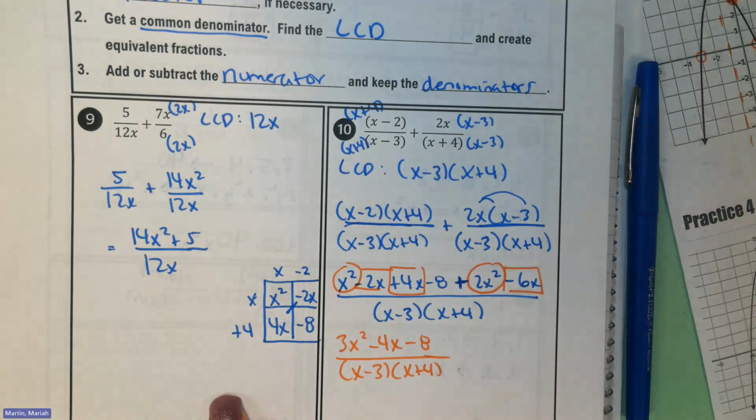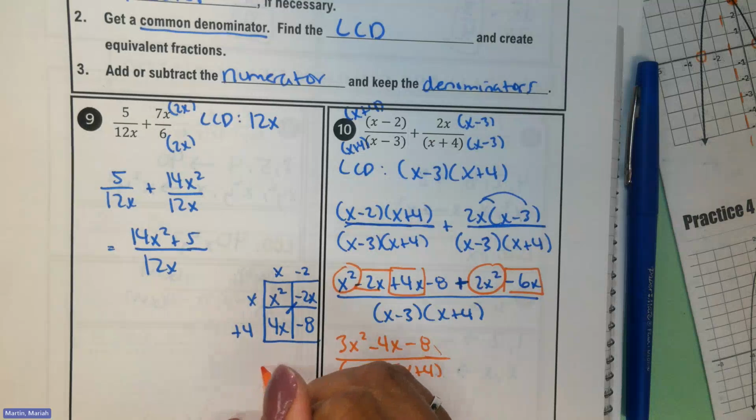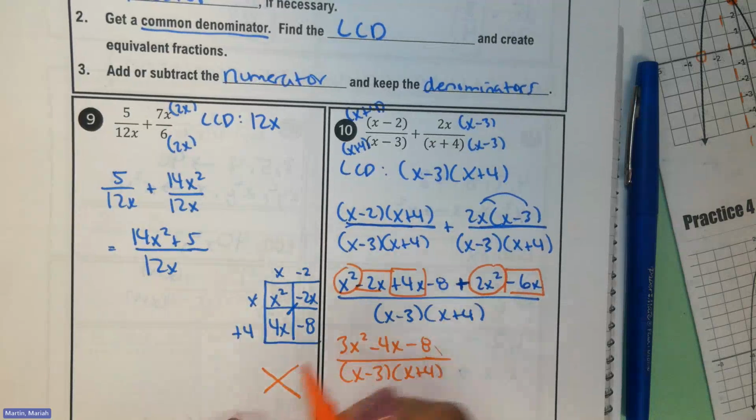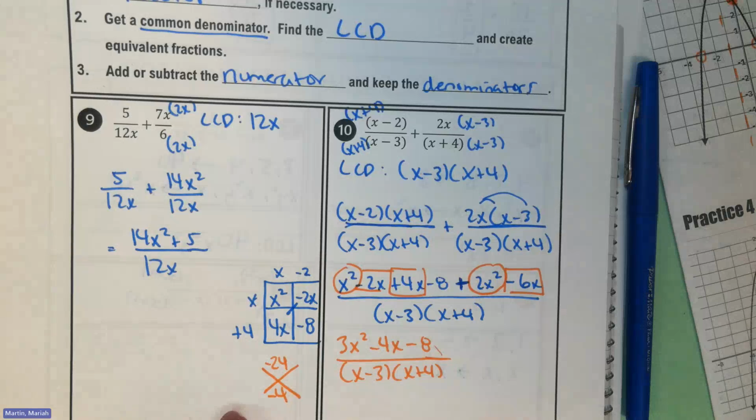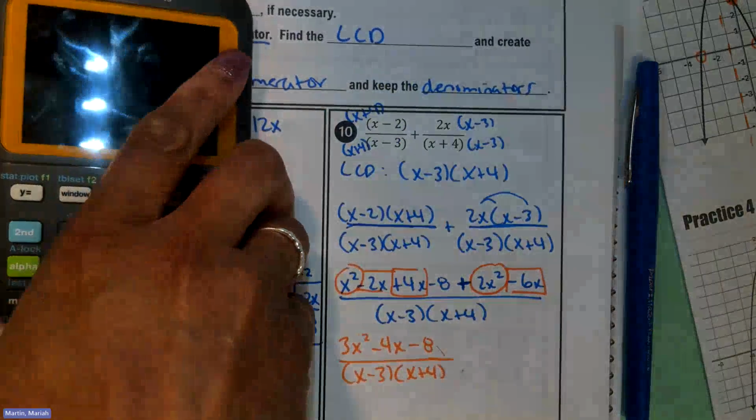Now I'm going to simplify if need be. So I can draw the x in box here. So negative 24 over negative 4. Now we're going to see if there are any like terms. I'm using my calculator.